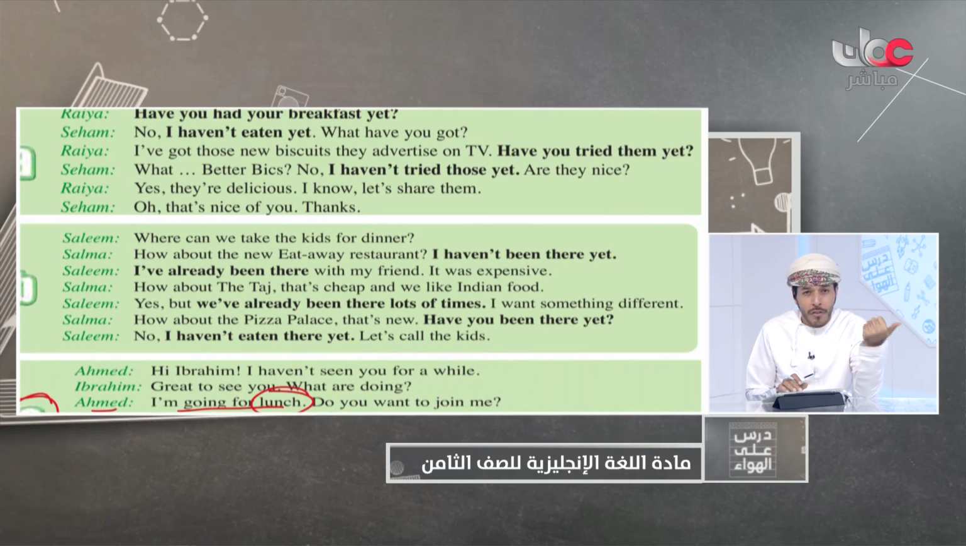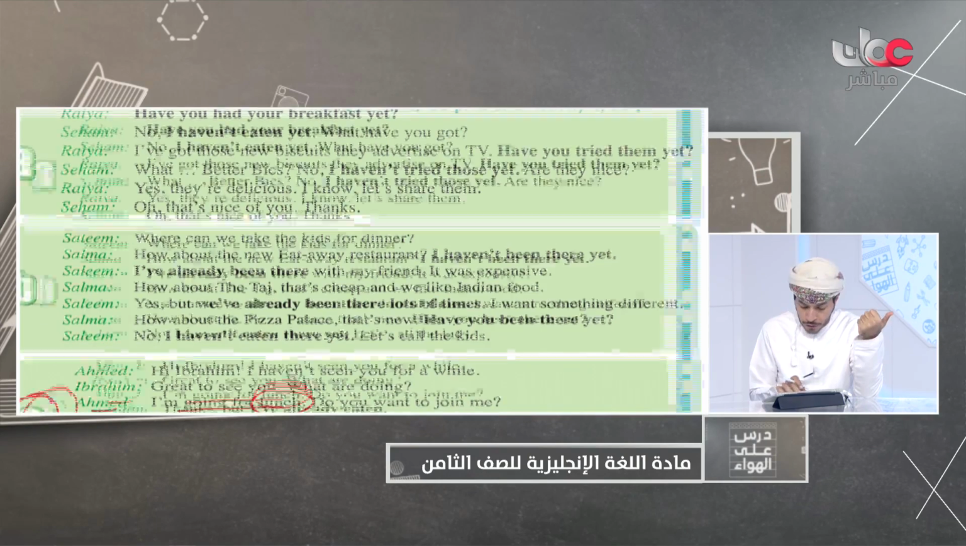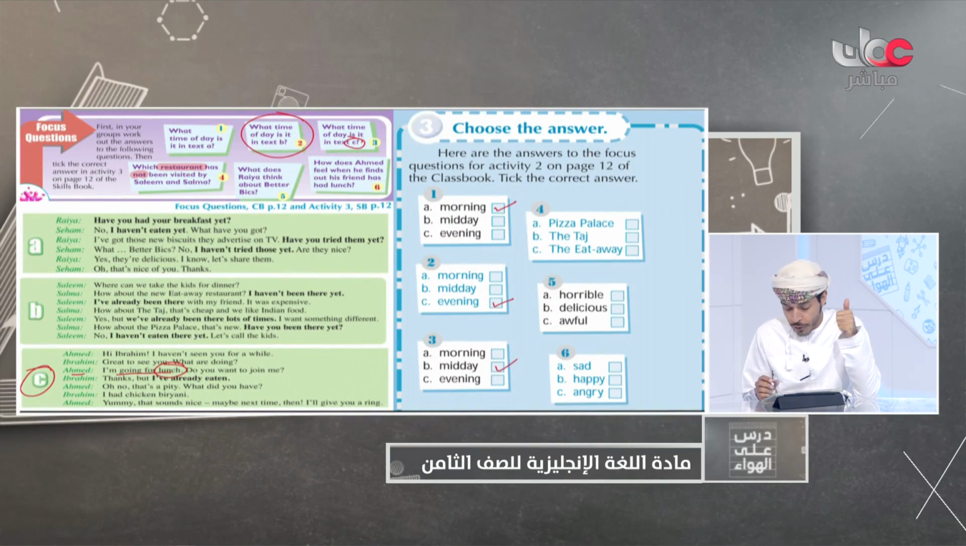What is the name of the restaurant? Let's look at the choices. We have Pizza Palace, we have the Taj Mahal, and we have the Eat Away. Let's look at the conversation.